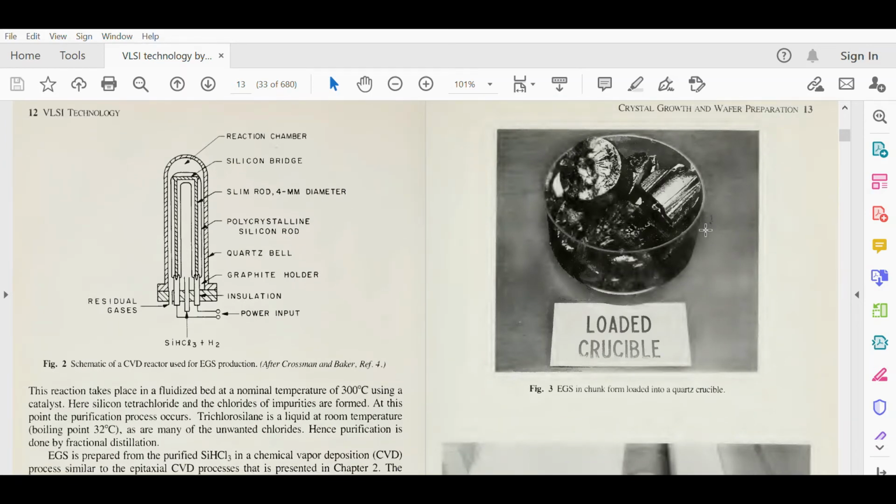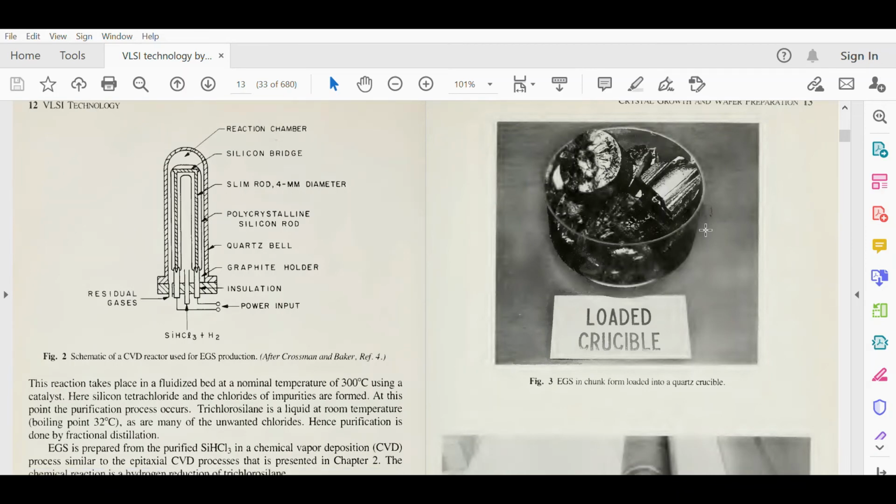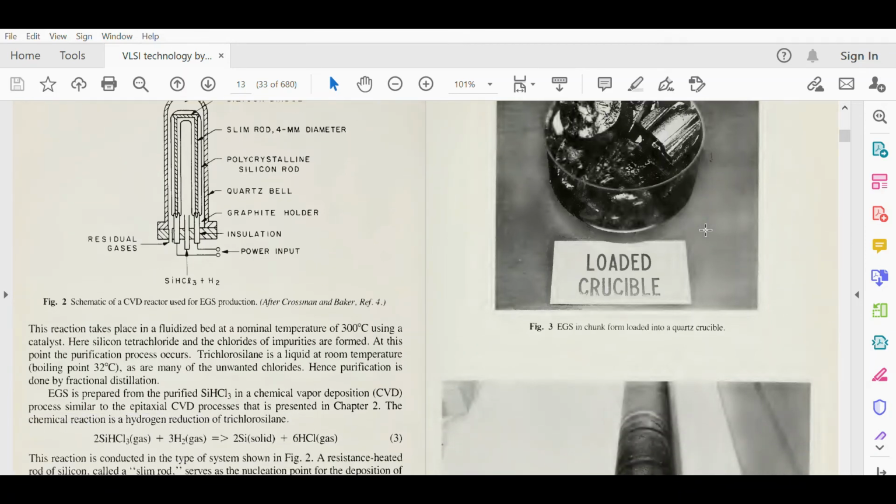So the earlier page where we left the chemical reaction, this reaction takes place in the fluidized bed at a nominal temperature of 300 degrees centigrade using a catalyst. Here silicon tetrachloride and the chlorides of impurities are formed. At this point the purification process occurs. Trichlorosilane is a liquid at room temperature. Boiling point is 32 degrees centigrade, as are many of the unwanted chlorides. Hence, purification is done by fractional distillation.